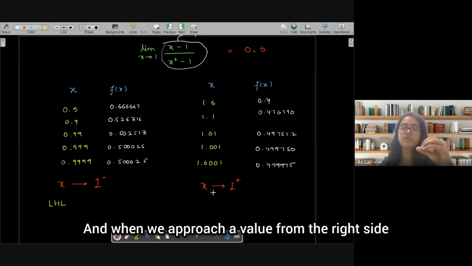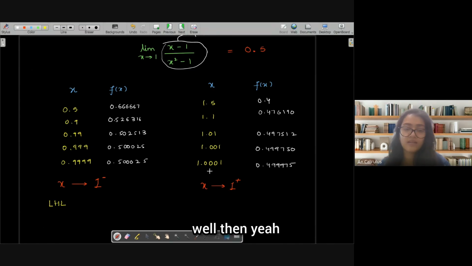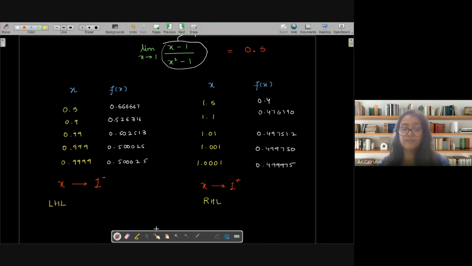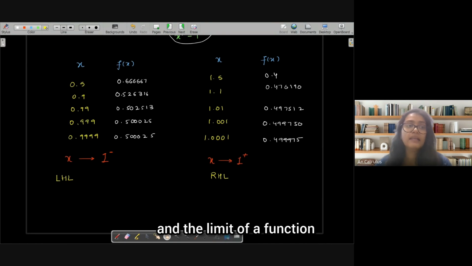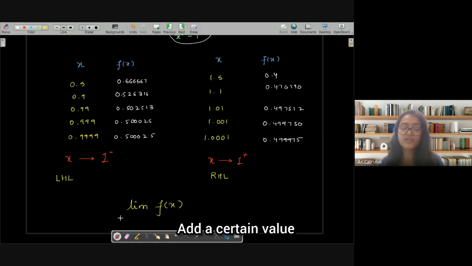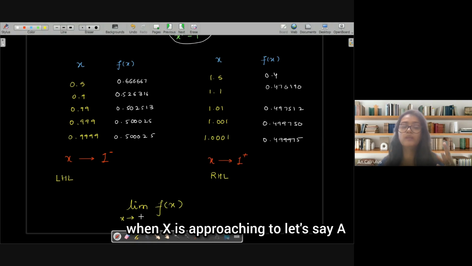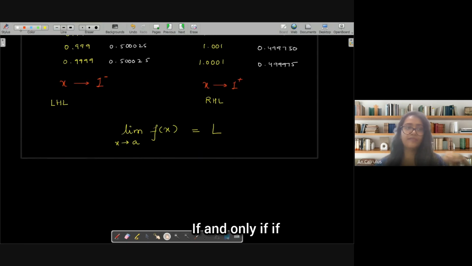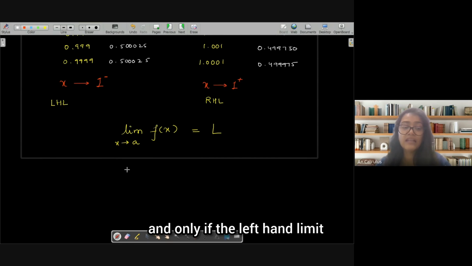And when we approach a value from the right side, well then, you guessed it, it's called the right-hand limit, RHL. Okay, and the limit of a function at a certain value, when x is approaching, let's say, a, will be equal to L if and only if the left-hand limit is equal to the right-hand limit.